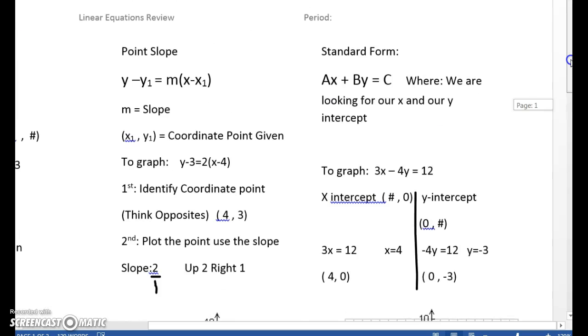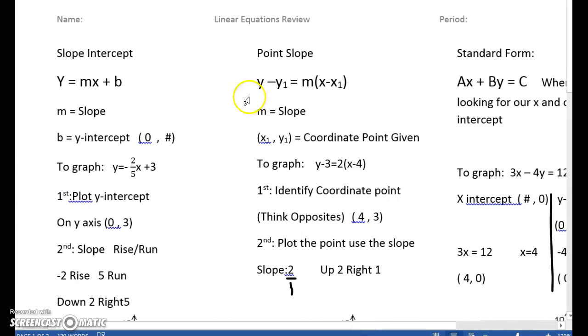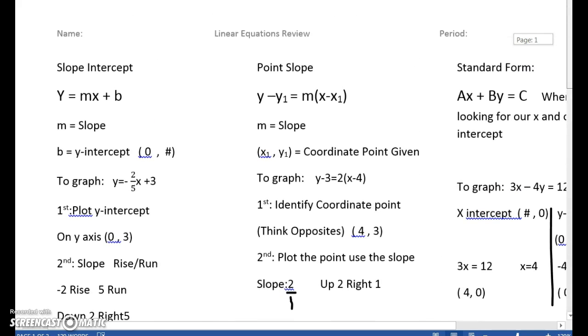Right, so this kind of serves as a nice outline to remind us how these 3 different forms work. Right, slope-intercept, point-slope, standard form. Understand at least the 3 components, how to graph given the different types of information.